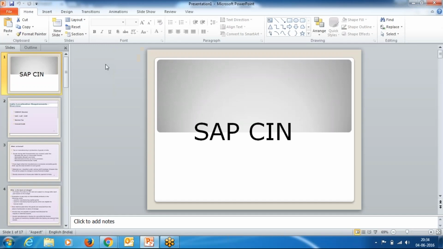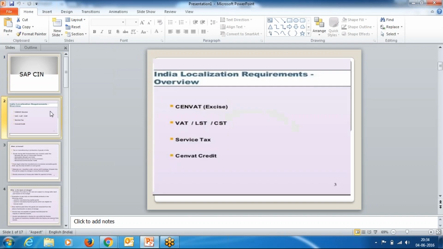SIN is an add-on requirement in India. We basically deal with many types of taxes in SIN. Generally these types of taxes are considered under the India localization. One is excise, then comes your VAT, and then service taxation.